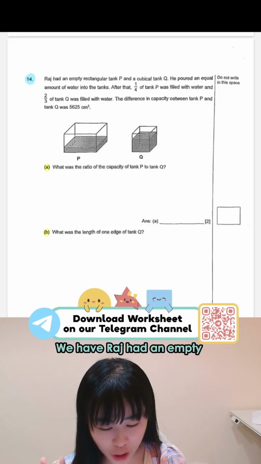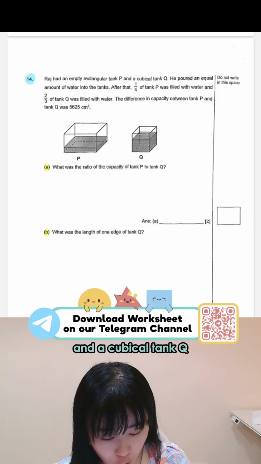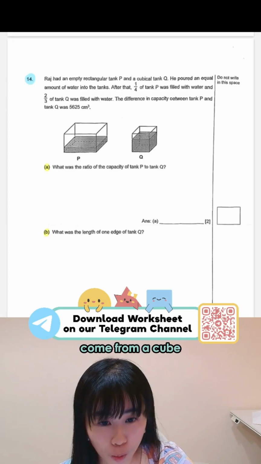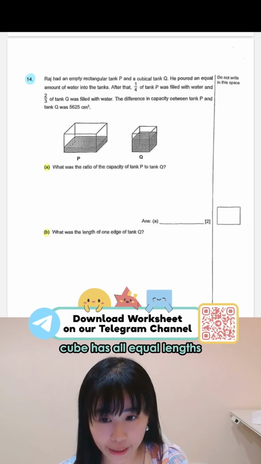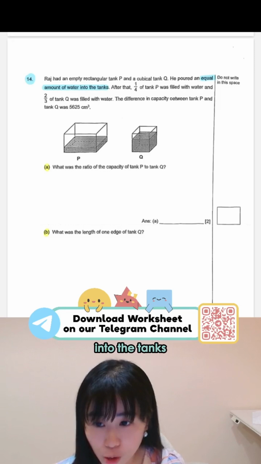Raj had an empty rectangular tank P and a cubical tank Q. Now, cubical means it comes from a cube. A cube has all equal lengths. He poured an equal amount of water into the tanks.